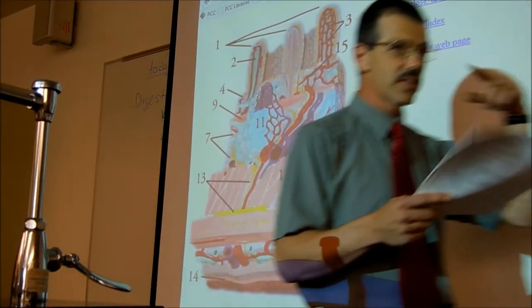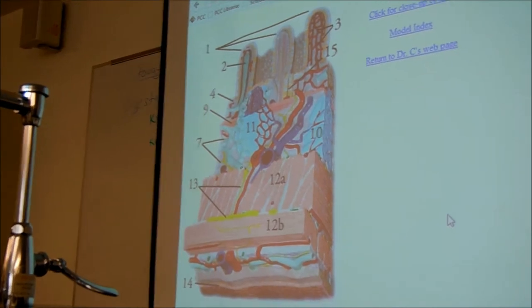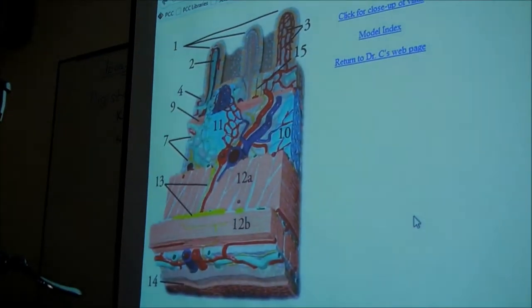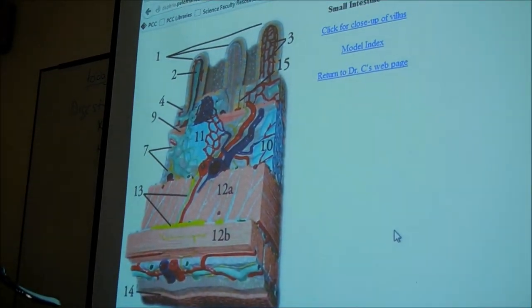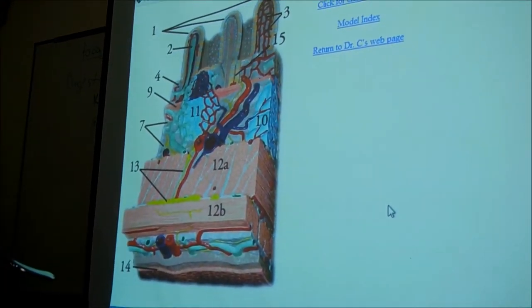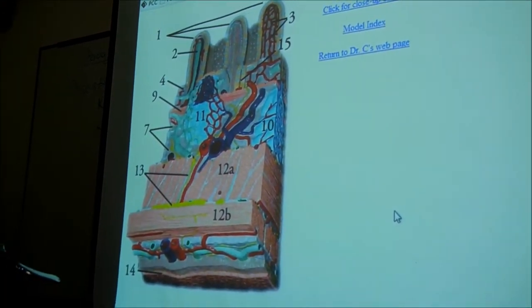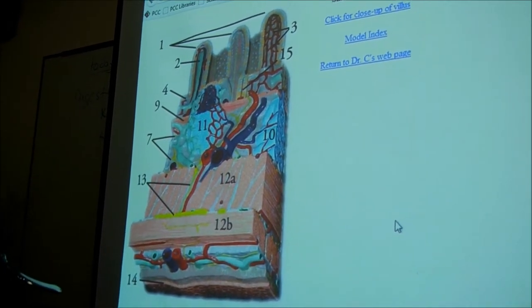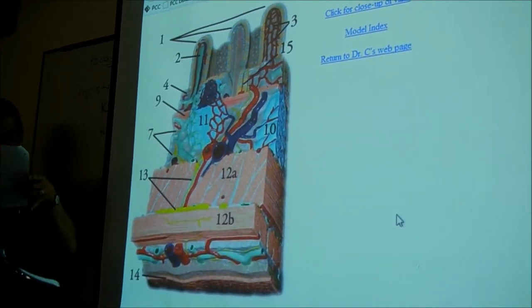So you have mucosa, submucosa. Now you add a muscularis externa. I'll put the lights in a little more for you. And at the very bottom, down here, number 14, serosa or adventitia. So you're going to have the same layers you learned 2 weeks ago, just adding the muscularis externa. You're supposed to add a little more.